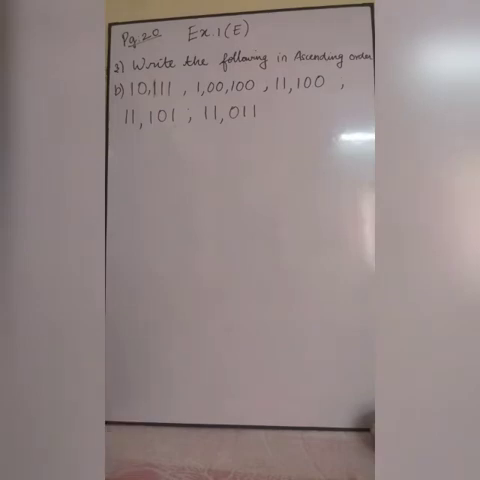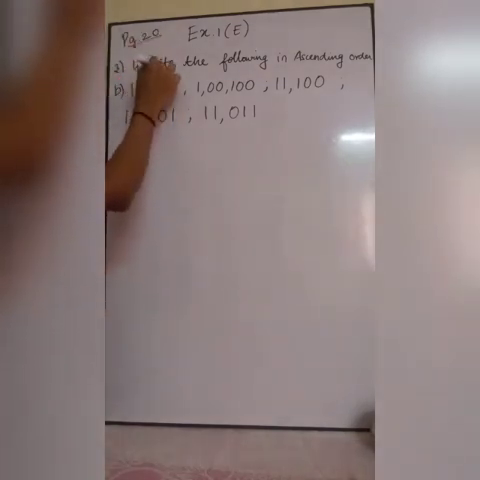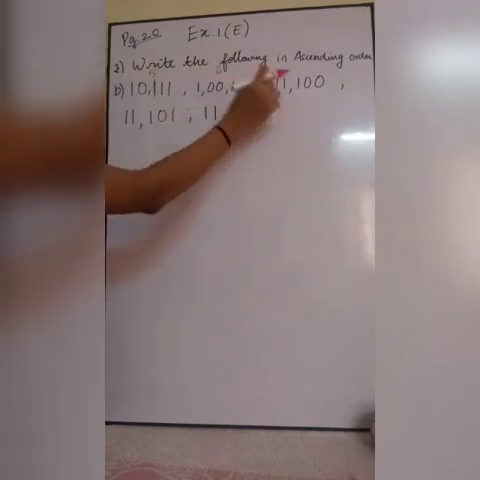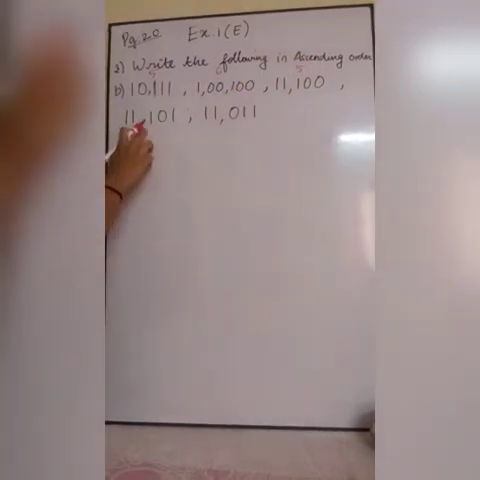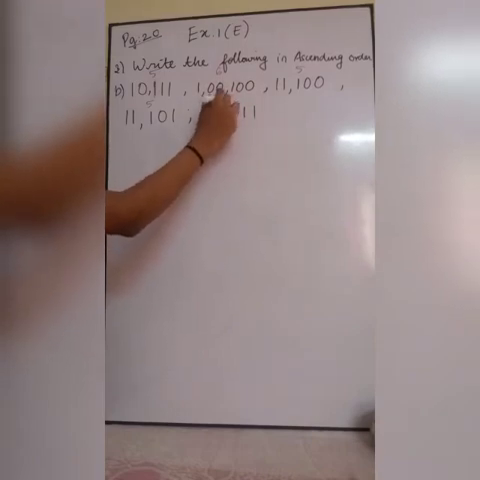Next is your B question. The same way we are going to arrange from smallest to biggest, for ascending order. So first what should I do? I should compare the number of digits. 1, 2, 3, 4, 5. 1, 2, 3, 4, 5, 6. 1, 2, 3, 4, 5. 1, 2, 3, 4, 5. 1, 2, 3, 4, 5.